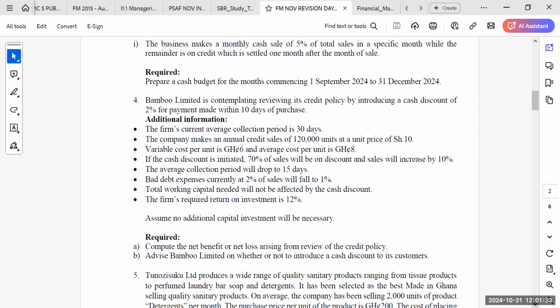Question 4. Bamboo Limited is contemplating reviewing its credit policy by introducing a cash discount of 2% for payments made within 10 days of purchase. Additional information: 1. The firm's current average collection period is 30 days. The company makes annual credit sales of 120,000 units at a unit price of 10 cedis.